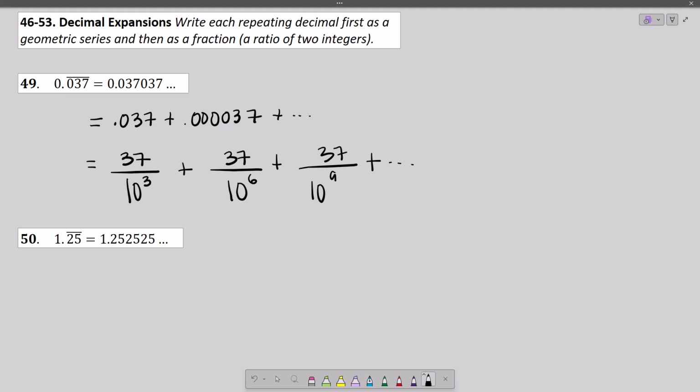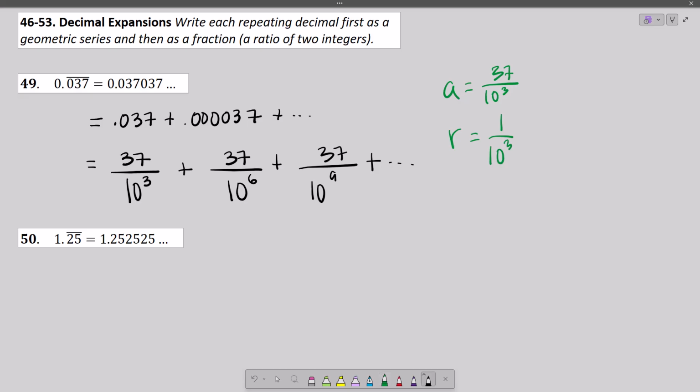So these are going to be 3 apart because we have a 3-digit pattern. So we have a 10 to the 3, 10 to the 6, 10 to the 9. What is A? 37 over 10 to the 3. How about R? 1 over 10 to the 3.